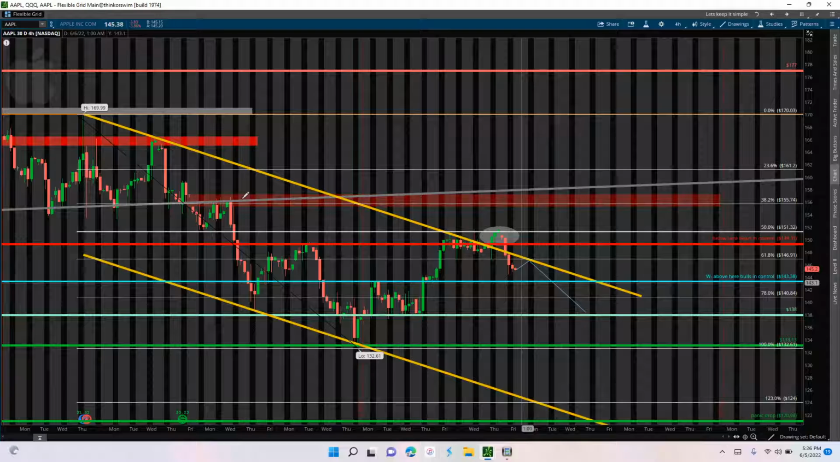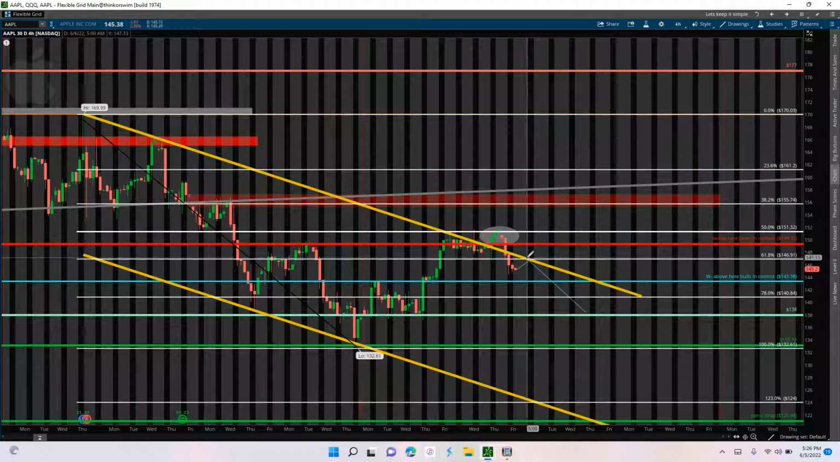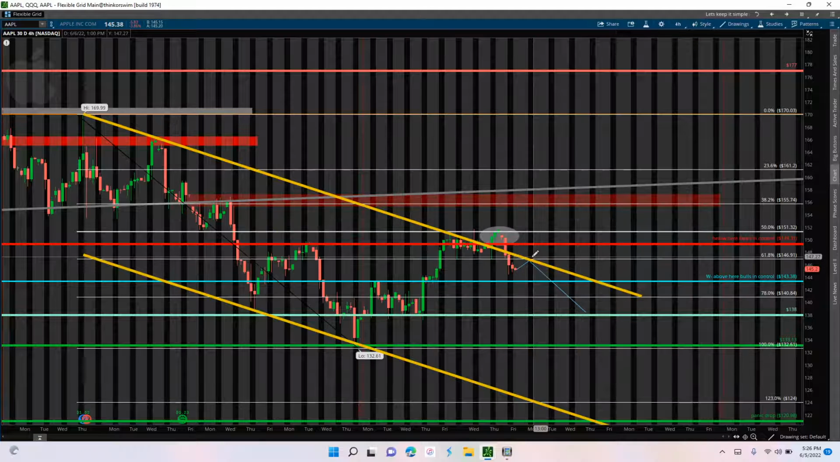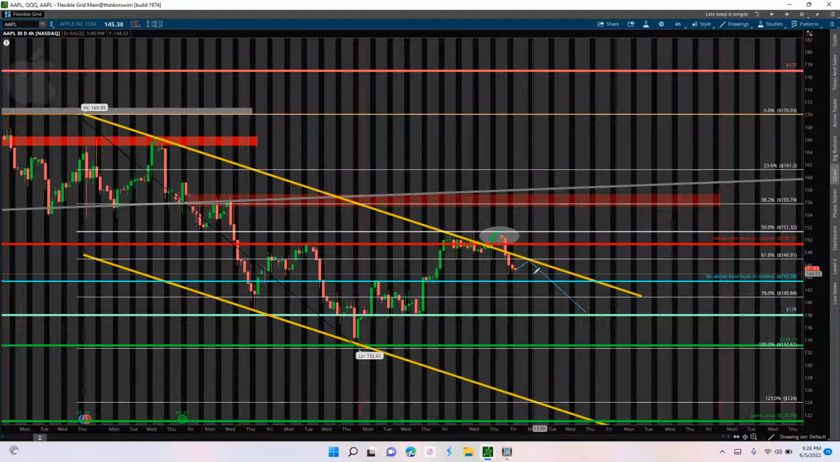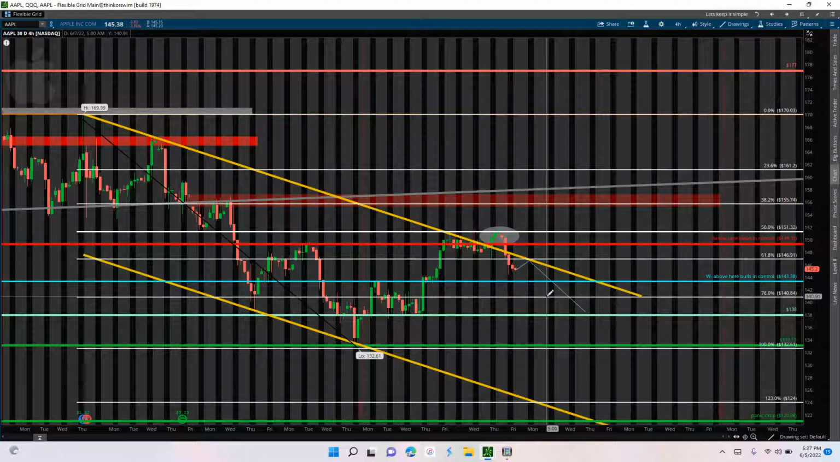For a lower high. Now, for Apple, our resistance to watch is 147, which is this right here. This resistance, which is the top channel as well. 147. Below 147, you can short to 143.